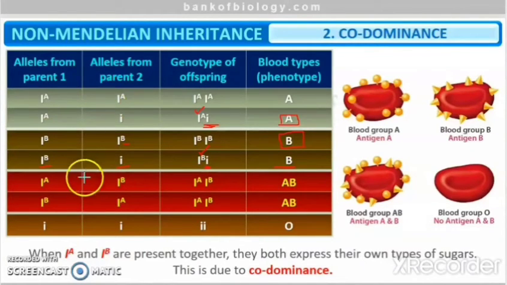Okay, now coming to the next type where codominance occurs. We are going to learn about codominance using the blood group as the example.